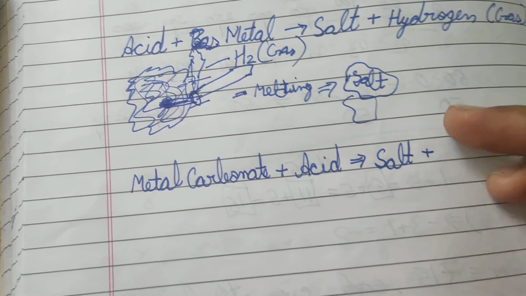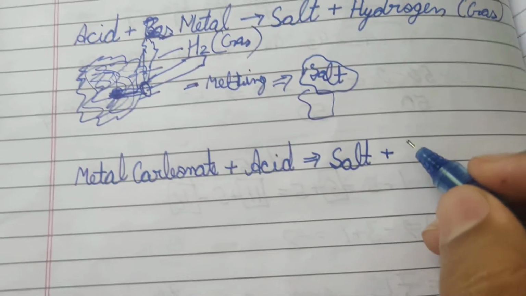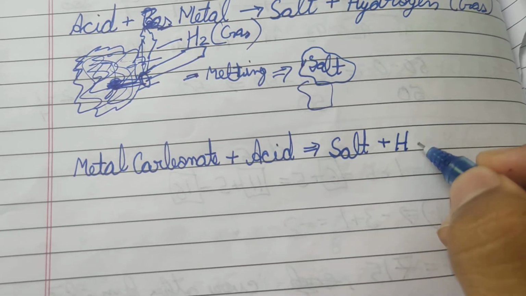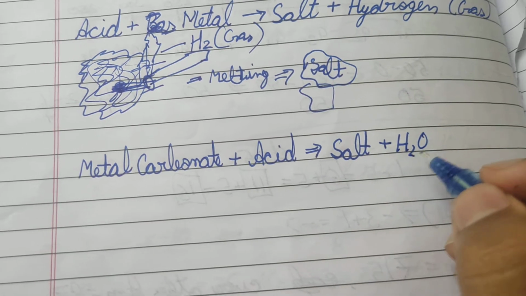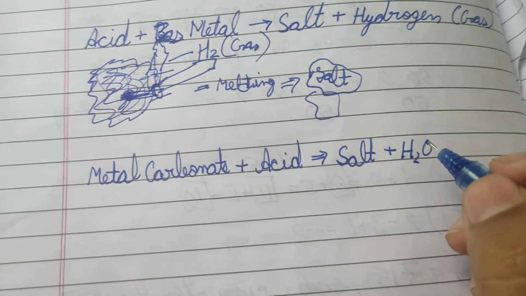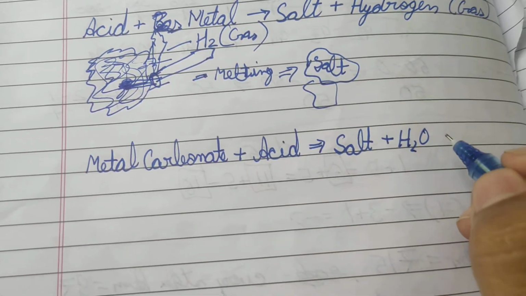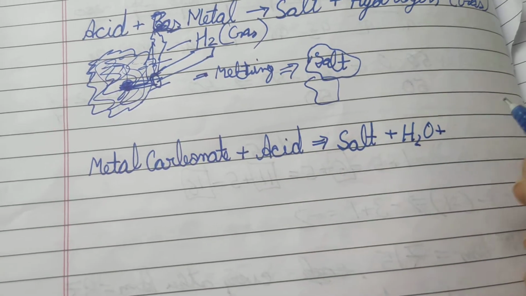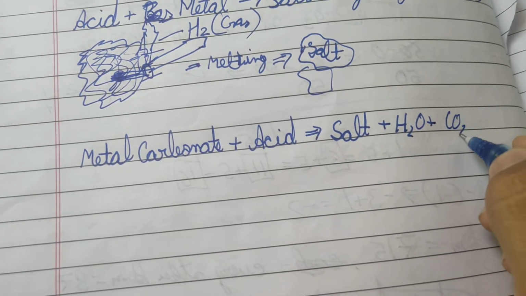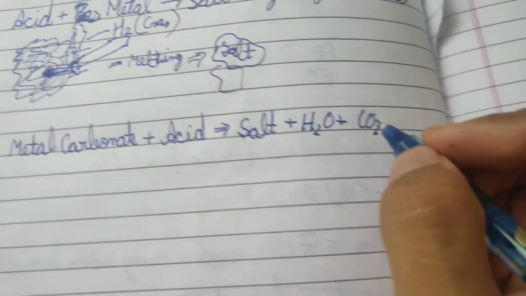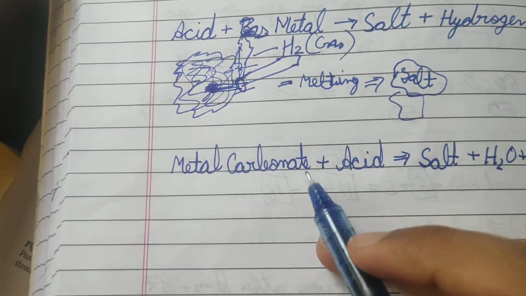Now what else will be left? Now this is one thing that you have to remember. What else will be formed is H2O, that is water. Water will also come out here. And one more thing that will be formed would be carbon dioxide, CO2. You don't need to remember carbon dioxide because it would come to your mind whenever you read the kind of reaction.